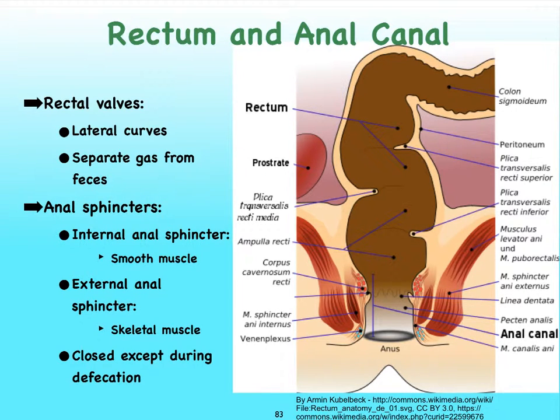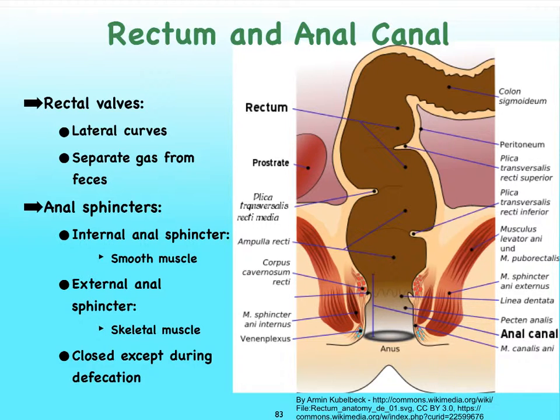We're looking here at the rectum, which arises from the sigmoid colon. So here we have the rectum. And notice that we have kind of these invaginations on either side, and those essentially create what we call the rectal valves. They're these lateral curves that allow for the gas that we develop from the feces that are accumulating.